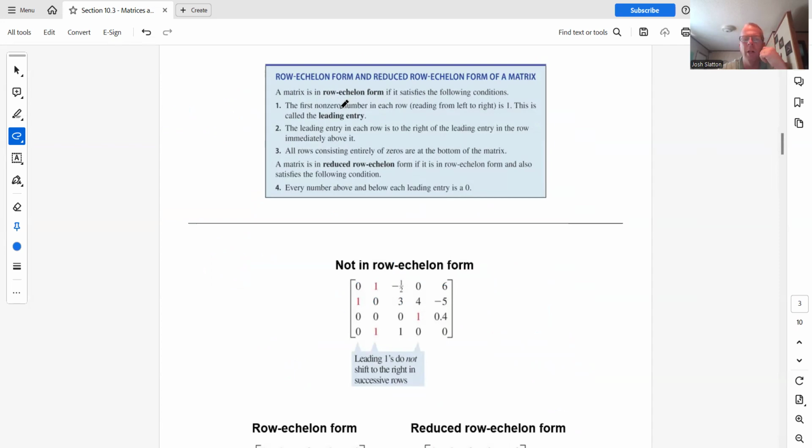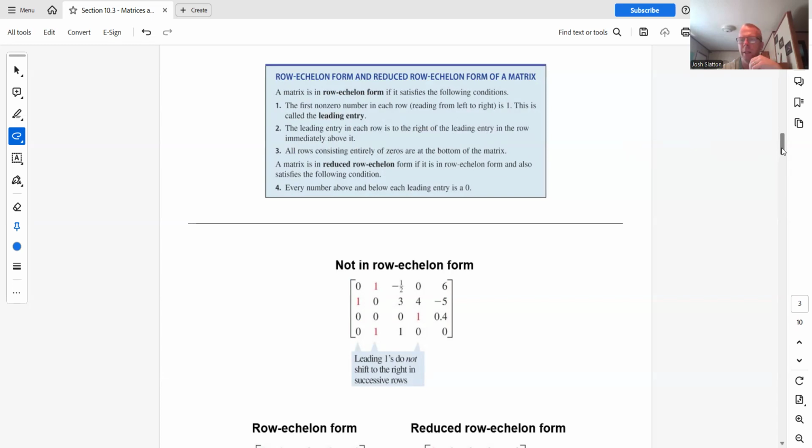But the first non-zero number in each row from left to right is a 1. It's called the leading entry. The leading entry in each row is to the right of the leading entry in the row immediately above it. All rows consisting entirely of zeros are at the bottom.